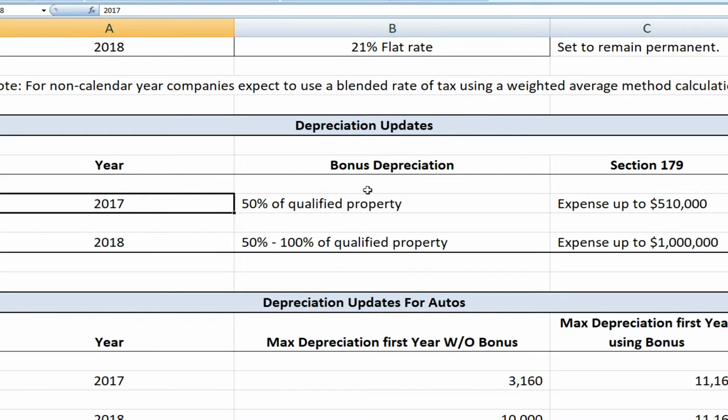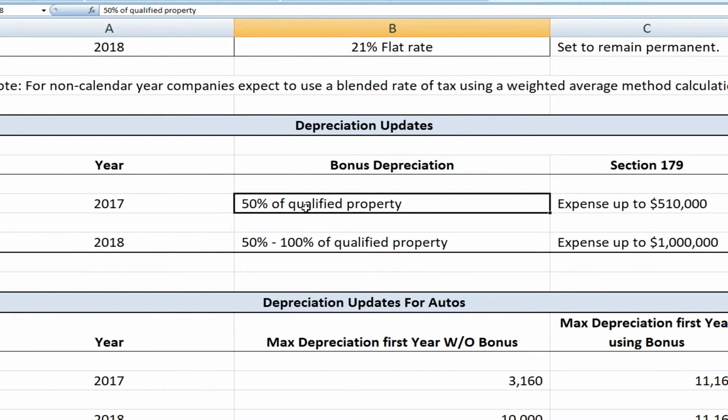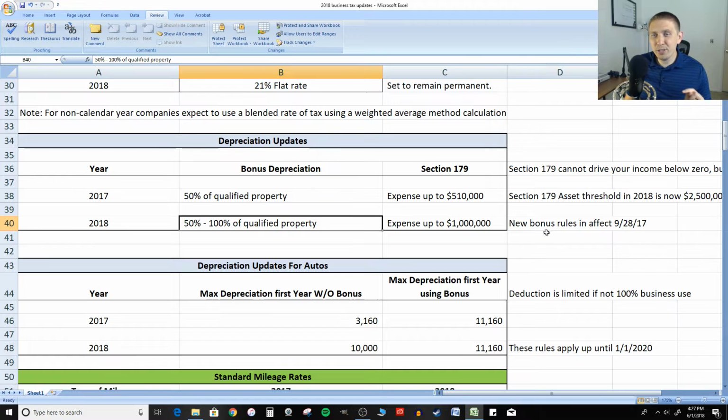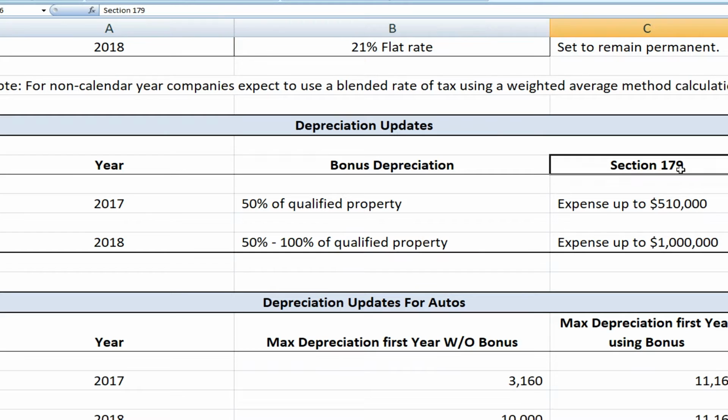In 2017, for bonus depreciation, we got 50% of qualified property, so we could deduct 50% of that property right away. In 2018, it's even better. Now we can deduct anywhere from 50 to 100% bonus depreciation in the first year on qualified property. And just so you guys know, those new bonus rules went into effect as of 9/28 of 2017. So it started in September of 2017. It's going to carry forward from there. And I don't know if there might be some rule changes on this starting in 2020, 2021, but we'll have to wait and see.